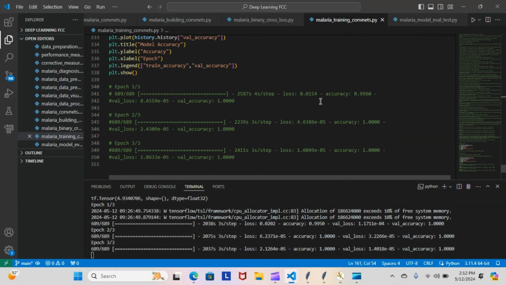You can see we have an accuracy of 0.996 for the model loss, which is 0.015. Then we have the validation loss here at 8.6, and we actually have 100% accuracy for this one. And then for our second epoch, we have a loss of 4.6 with an accuracy of 100%. Then we have a validation loss of 2.4 with an accuracy of 100%. And then lastly, for our third epoch, we have a 1.6 loss value, 100% accuracy, and then the validation loss of 1.06 with the validation of 100% accuracy.